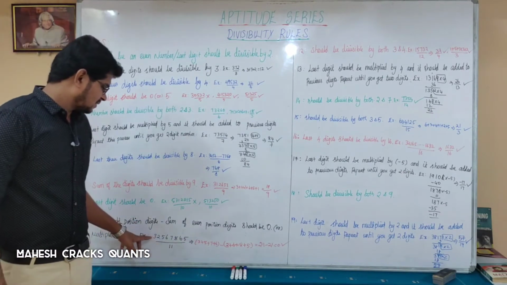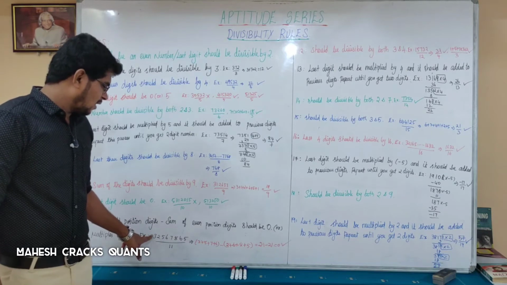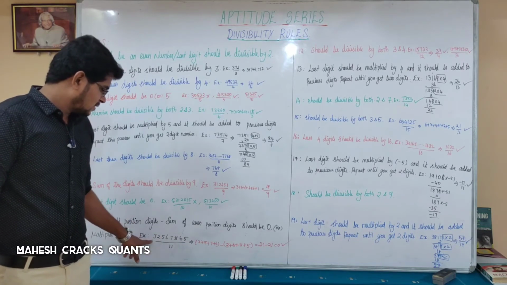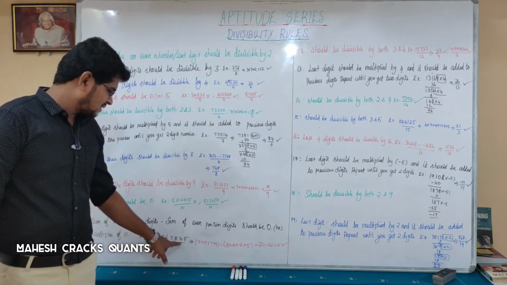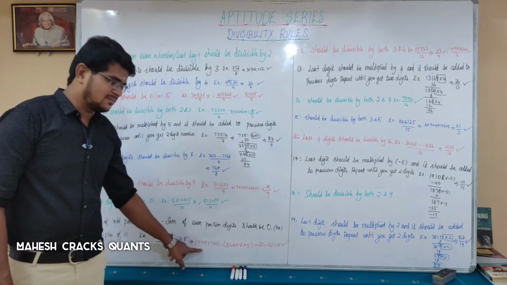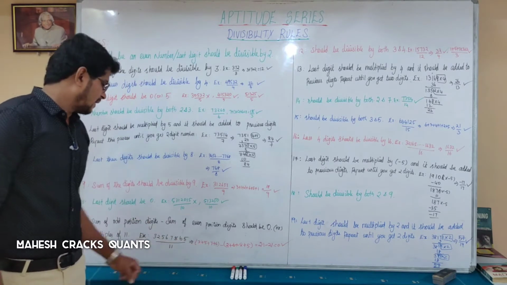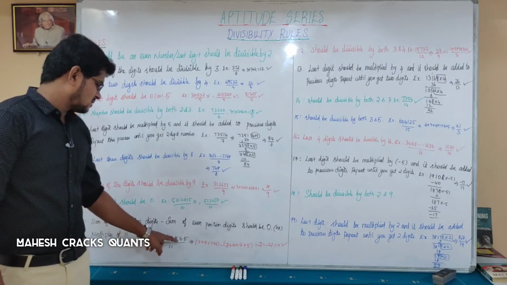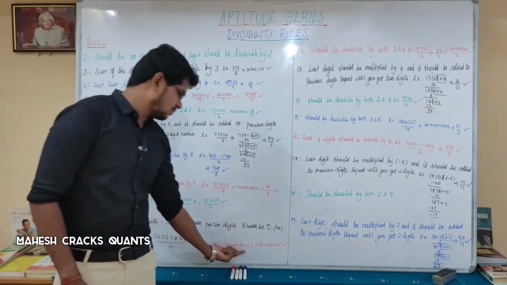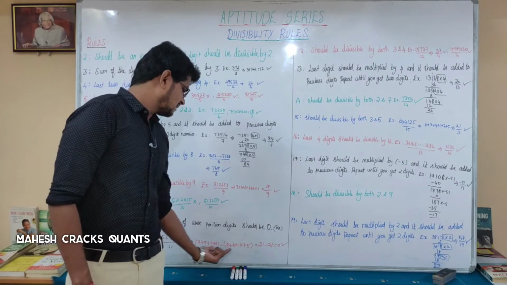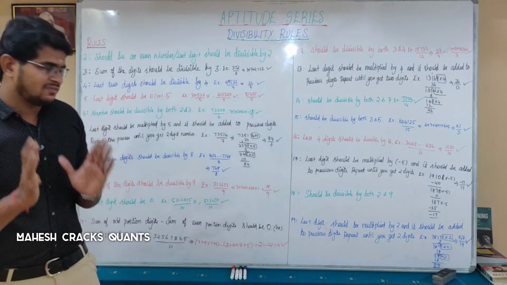So if there is a number like this, you have to take the odd-position digits and sum them up. So 3, 5, 7, 6. These are all odd-position digits. I have summed them. And minus the even-position digits, so 2, 6, 8 and 5. If you subtract these two, you will get a difference.